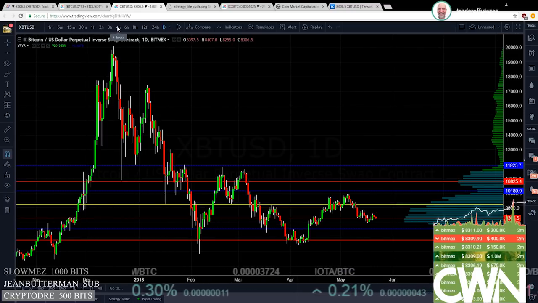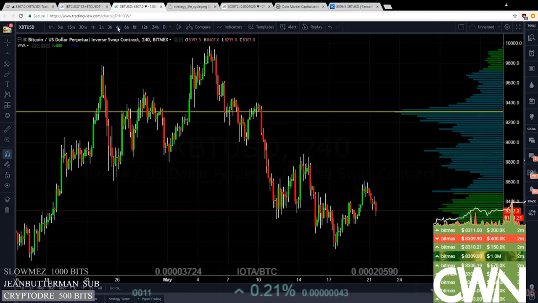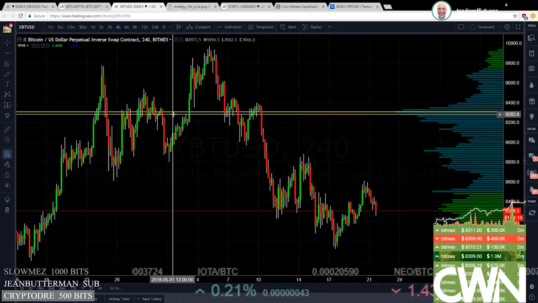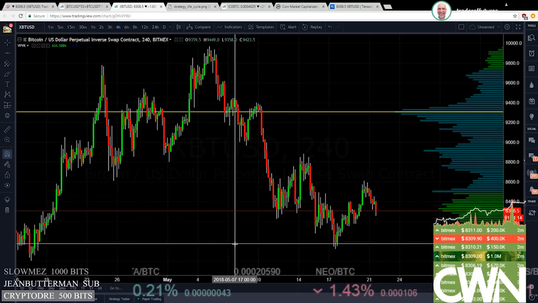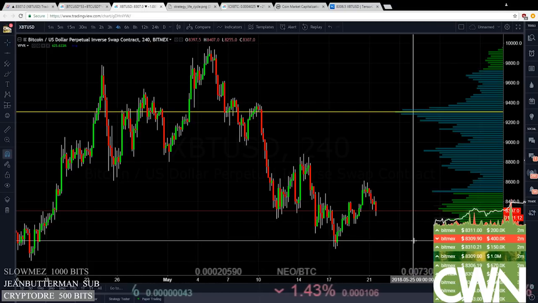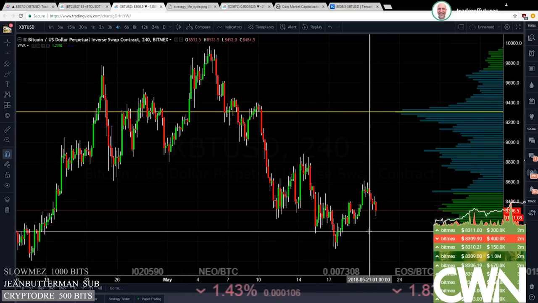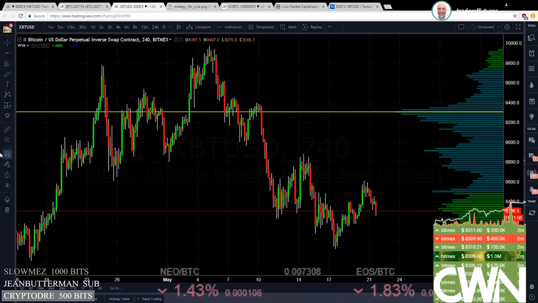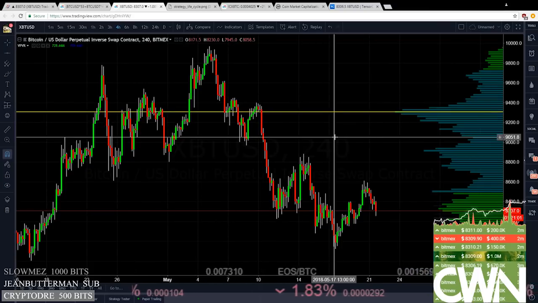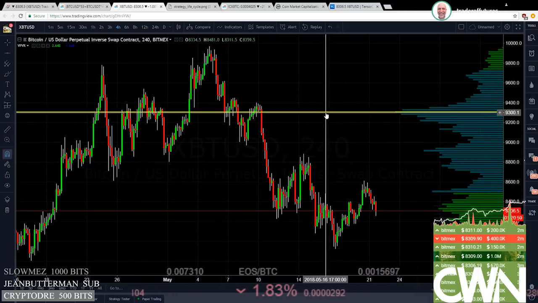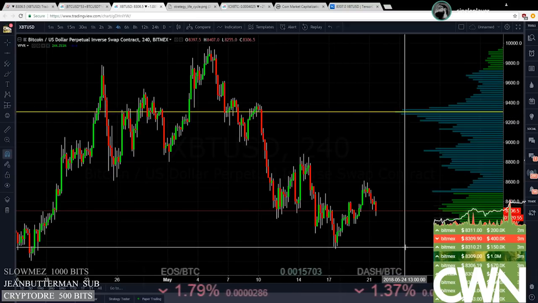So I'll look at the 4-hour. Now, the cool thing about TradingView is that when you draw a line that existed in the 24-hour, it will also show up in the lower time frames. So even though it may not show the height and extent of the volume node that's there because it's no longer in view, the line remains. So I guess this is the POC, this yellow line. It can be changed or removed if you want.